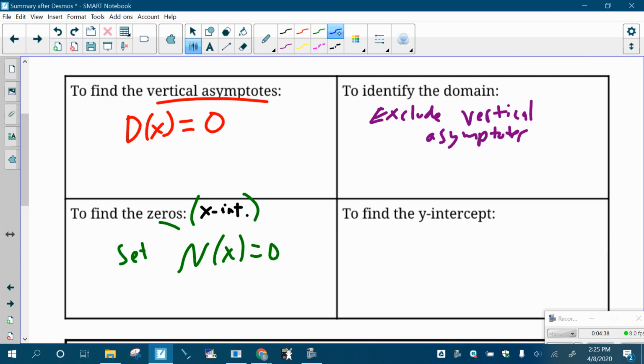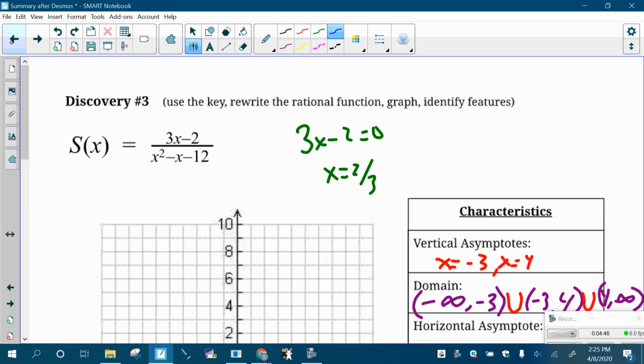You always find the y-intercept the same way. Since first grade, you're finding y-intercepts. Make x equal to 0, plug it in. So for this one, plug in 0. What's 3 times 0 minus 2? -2. What's 0 squared minus 0 minus 12? -12.